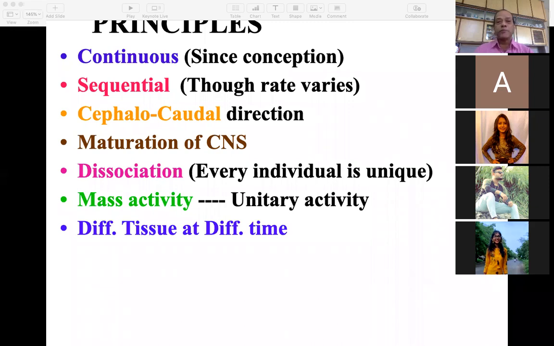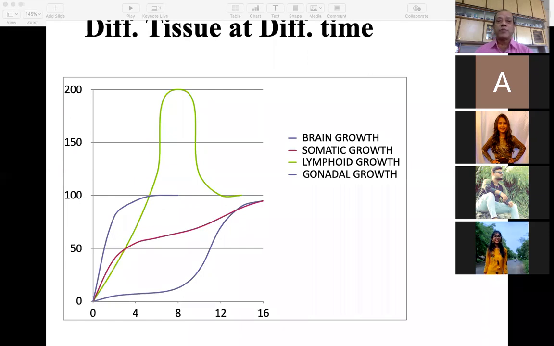Another important principle is different tissues grow or develop at different times. This is the example of how different tissues grow at different times. If you look at the brain growth, it is maximum in the first 3 to 4 years, and by 5 to 6 years the brain growth is over. As we said, it is cephalocaudal in direction, so brain growth will be over by 5 to 6 years. That's why the head circumference will increase in the first 5 to 6 years, and after that there is very minimal increase in the head circumference of the child.